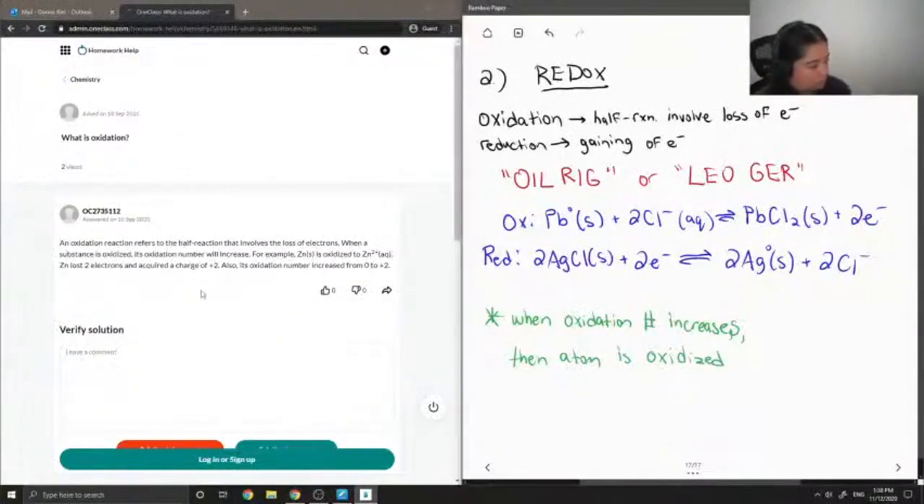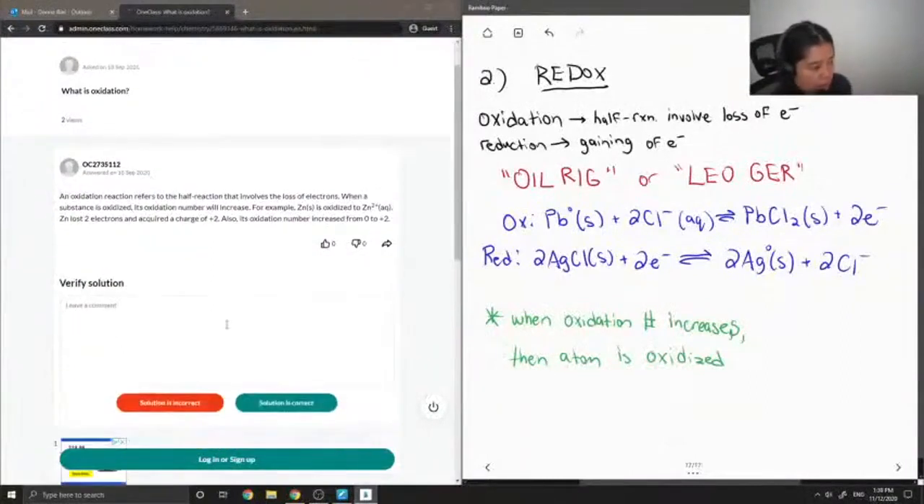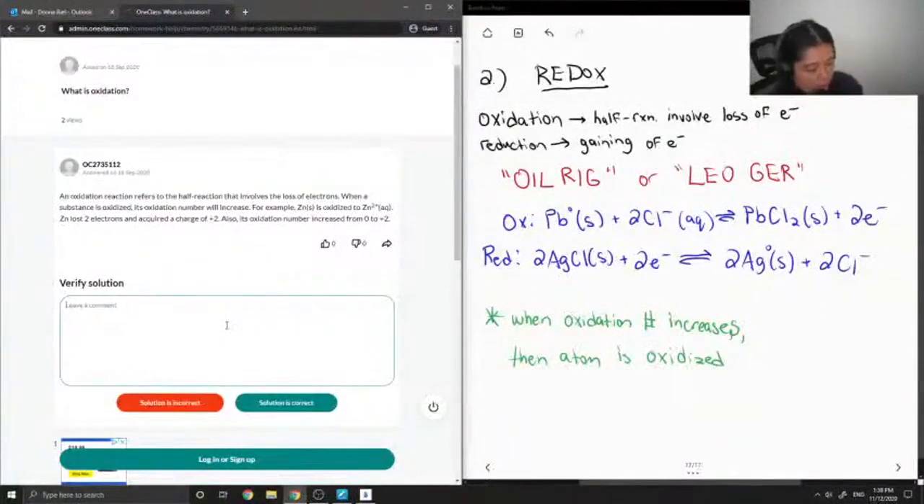So let's see what our junior tutor said. Oxidation reaction refers to the half reaction that involves the loss of electrons. When a substance is oxidized, its oxidation number will increase. For example, zinc solid is oxidized to zinc 2 plus. Zinc lost 2 electrons and acquired a charge of plus 2. Also, its oxidation number increased from 0 to plus 2. So I can verify that this solution is correct.